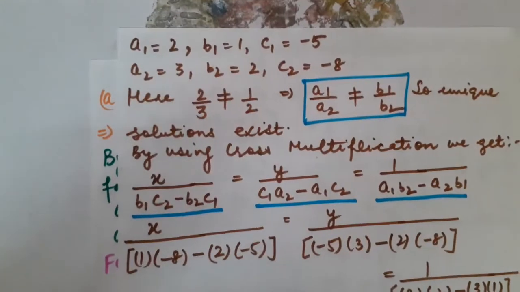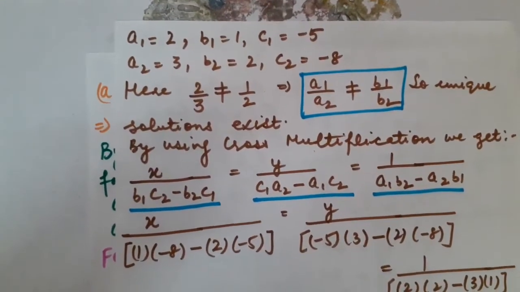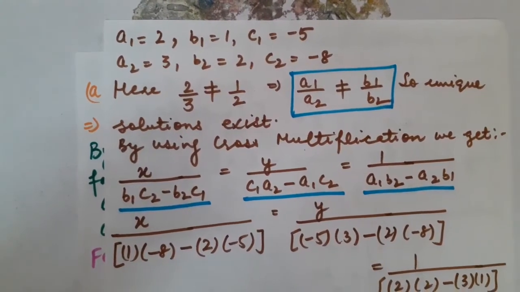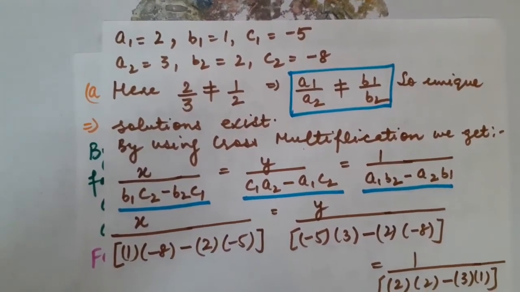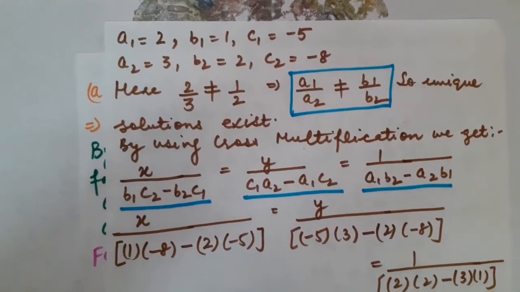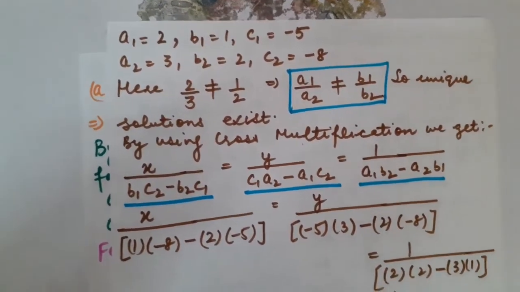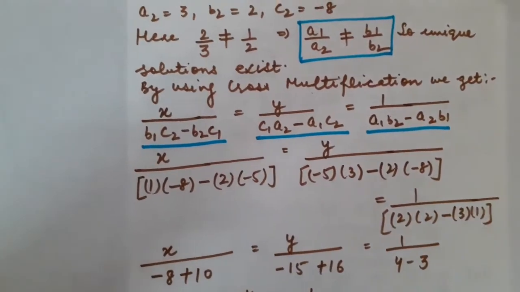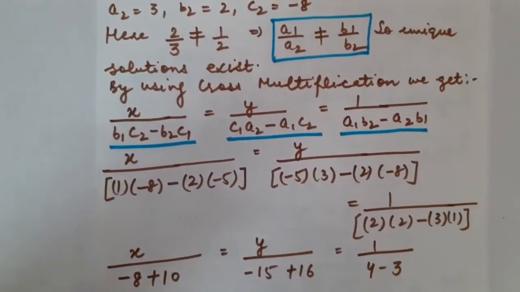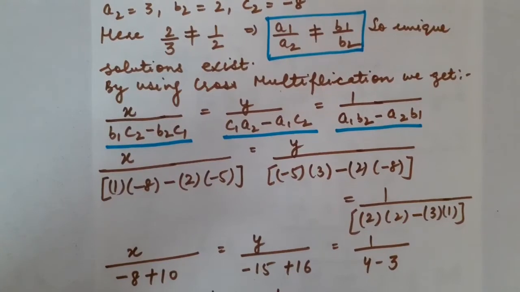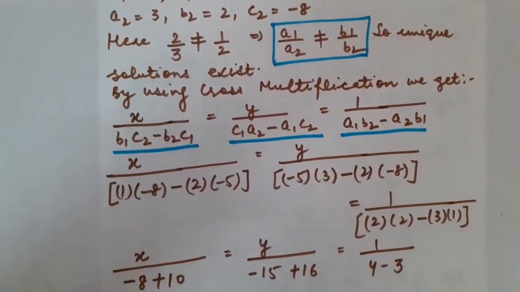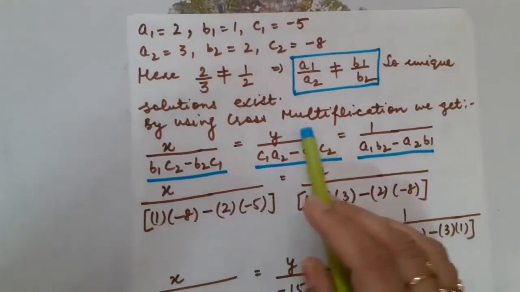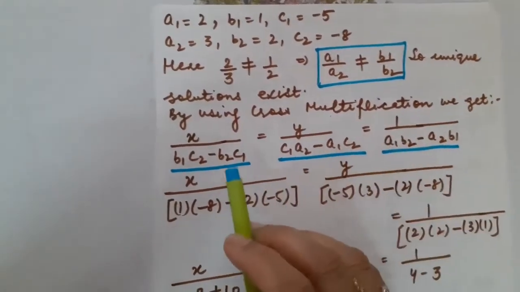Fine. Now here 2 upon 3 is not equal to 1 upon 2, meaning A1 upon A2 is not equal to B1 upon B2. This is the condition for a unique solution. And in the question it is clearly said, if the solutions are unique, then what is to be done? We have to apply the cross multiplication method to find the values of x as well as y. Fine. The formula, children, which I told you, by cross multiplication method, what will we get?